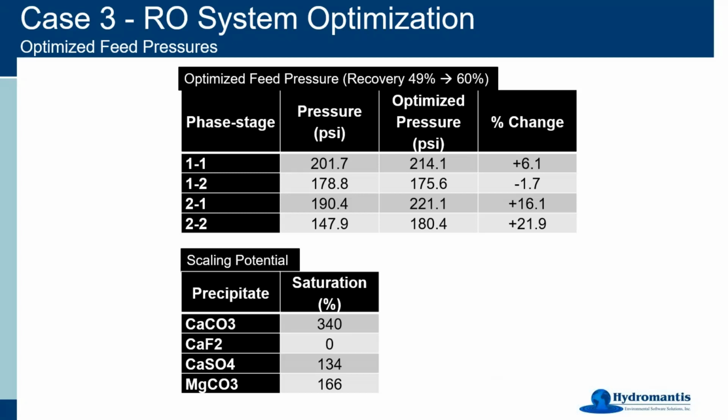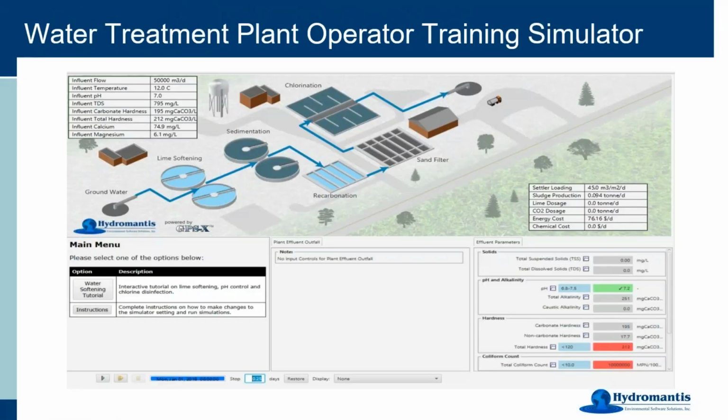So the GPSX model also has some built-in features in the RO unit process where we can find out the percentage saturation over the solubility product for some of the common scales that can form. It can provide you guidance with respect to whether increasing the recovery might lead to some scaling potential, and whether you need to add some acid, for example, or some scale inhibitors. So there are a lot of things you can do with that.